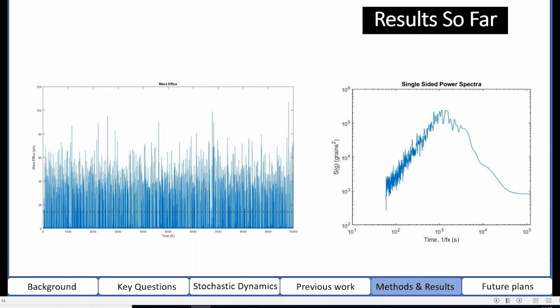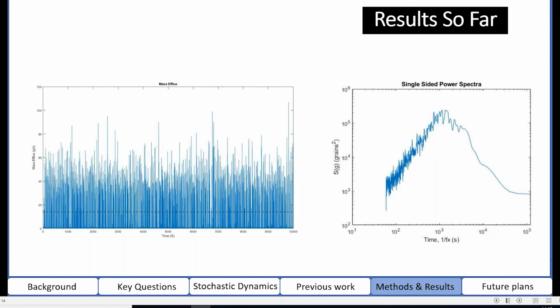So here we can see mass efflux on the left-hand side, showing that under a constant rate of 14 grains a second, the output fluctuations show over a range of scales. And then the power spectra of this is seen on the right-hand side, which shows an approximate red noise growth up to a peak at the top before it decreases over increasing observation times, described as blue noise.